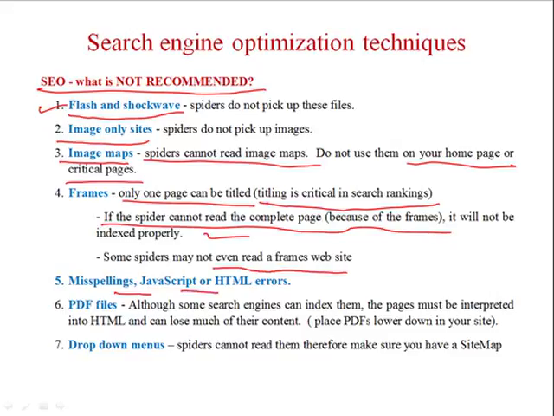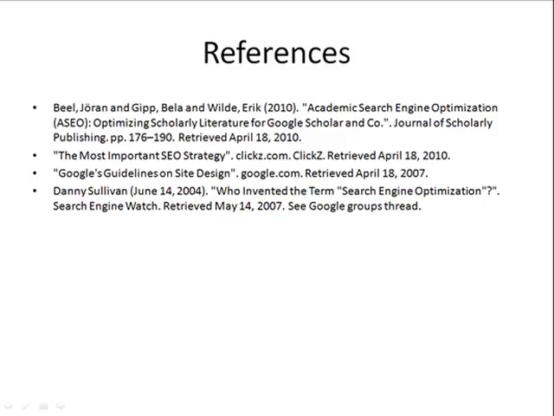Misspellings, JavaScript, or HTML errors should be avoided. PDF files. Sometimes search engine crawlers are not able to read PDF files. So place such PDF files lower down in your site. Drop down menus. We should also avoid drop down menus because spiders cannot read them. Therefore, make sure that you have a proper site name. Thanks.